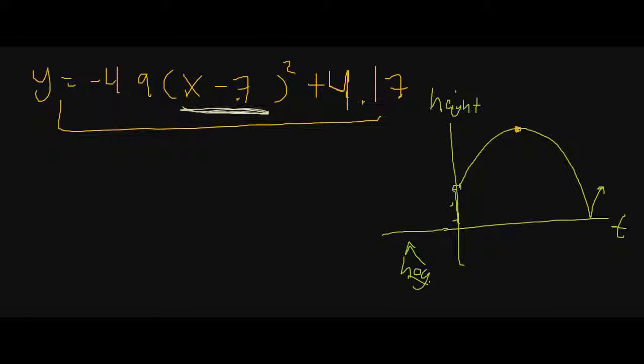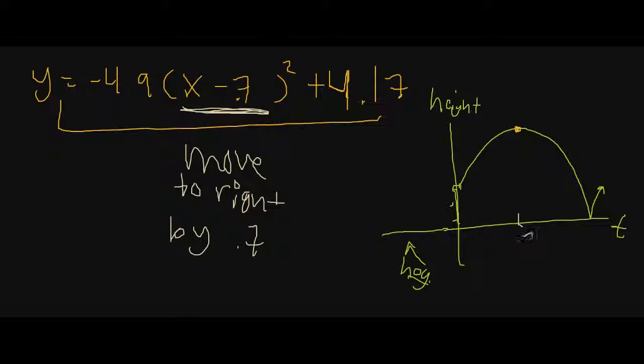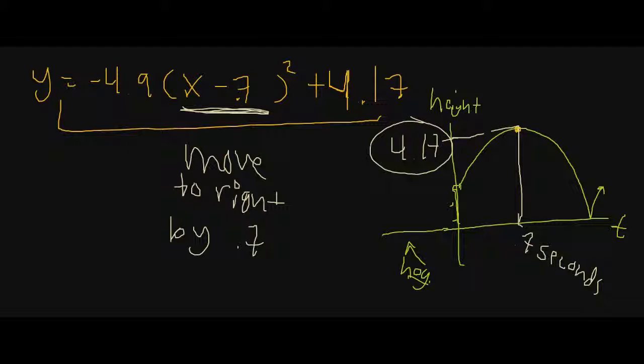Well, look here. What does the x minus 0.7 tell us? It tells us to move to the right, right? It's always the opposite, to the right by 0.7. So this is going to be 0.7 seconds. And then at 0.7 seconds, this tells us to go up, and up here it's going to be 4.17, right? So at 0.7 seconds, it reaches the maximum height of 4.17 meters. All right, so we can go ahead and finally answer the question here.